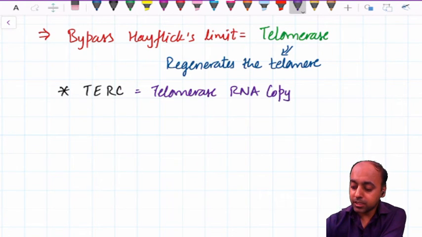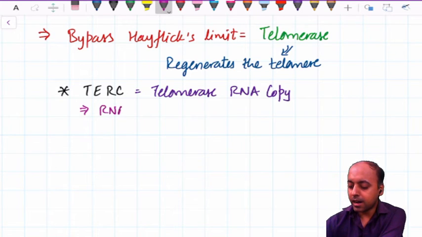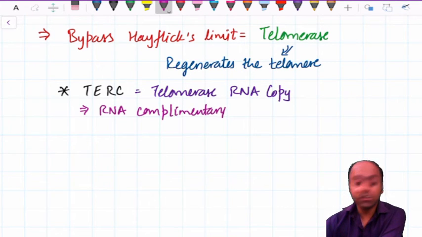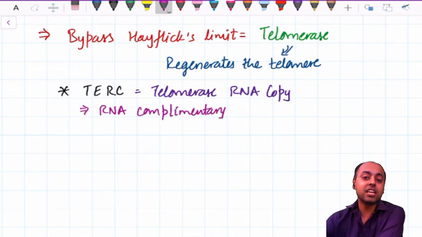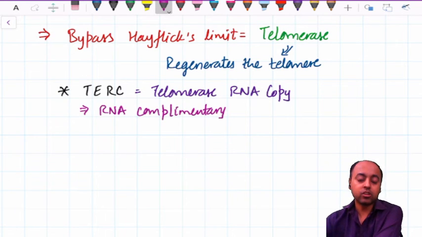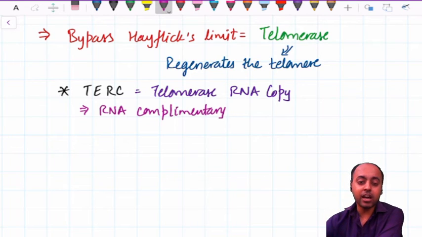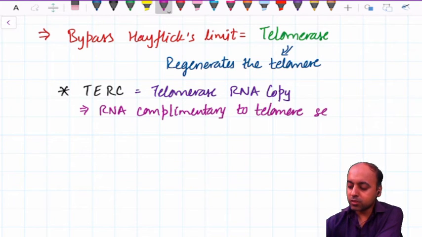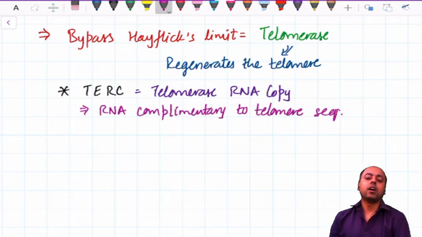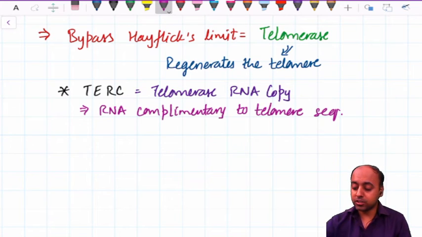What it basically is, RNA which is complementary to telomere. Remember, the telomere has a very specific sequence. We had said it has a self-complementary repeating sequence. So we are talking about an RNA which is complementary to telomere sequence.